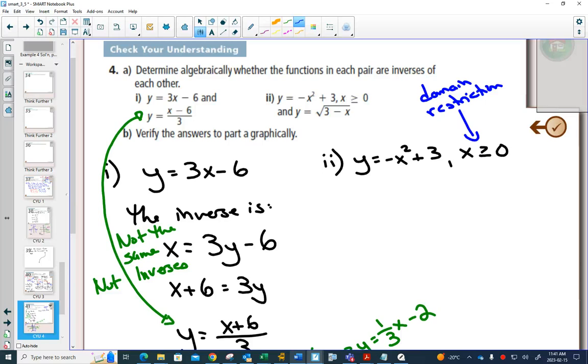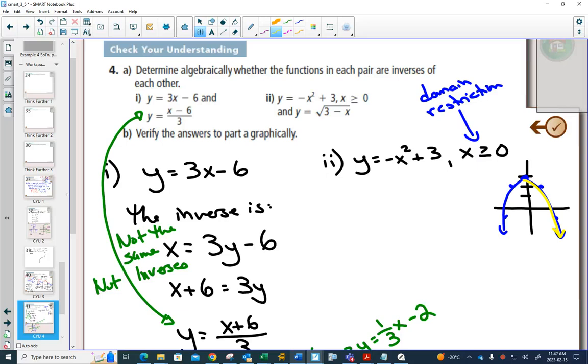If we think about negative x squared plus 3, so I'm going to have a little graph off to the side. Can you see that that's a parabola? Vertical reflection shifted up 3 units. This would be that parabola. And we are only looking at this half with the domain restriction.